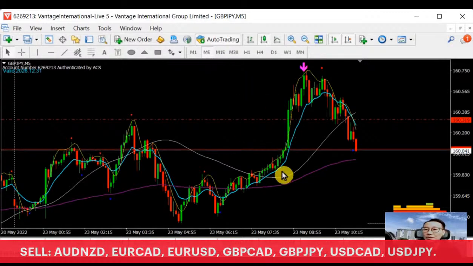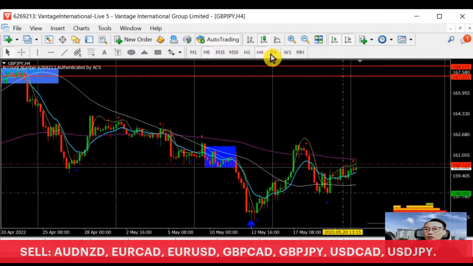Hang on. Pao Yen is actually now rejected. As we can see, it's rejected from the resistance level, as you can see over here. So right now, I'm still waiting for a good opportunity to enter.